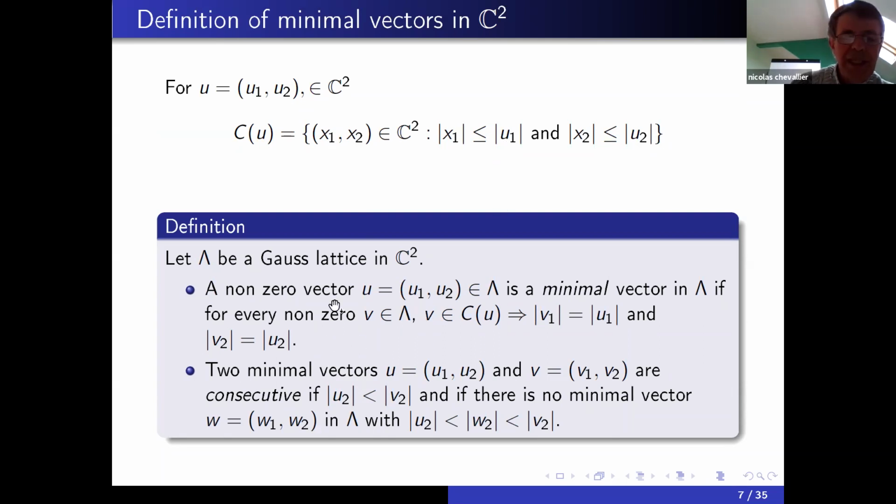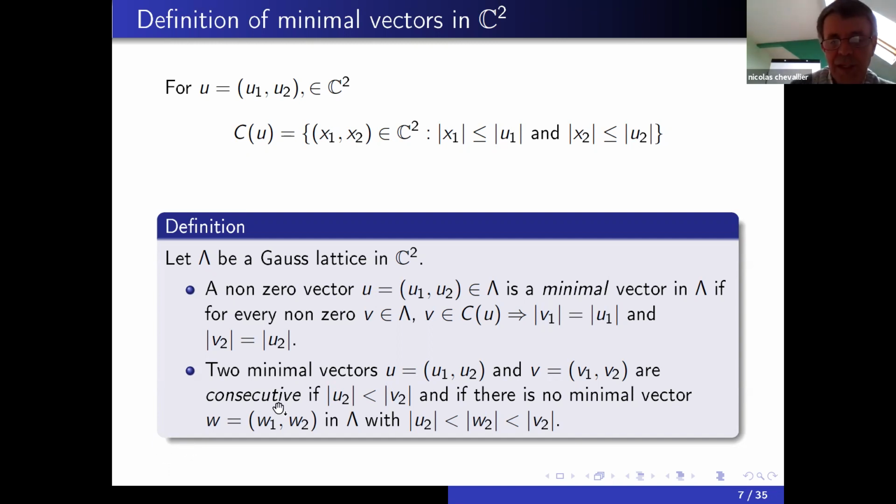And now we can say that a point u is a minimal vector in a Gauss lattice lambda if for every non-zero v in lambda, if v is in the cylinder Cu, then the modulus of the first coordinate of v is equal to the modulus of the first coordinate of u, and the same for the second coordinate. And what will be important for us will be pairs of consecutive minimal vectors.